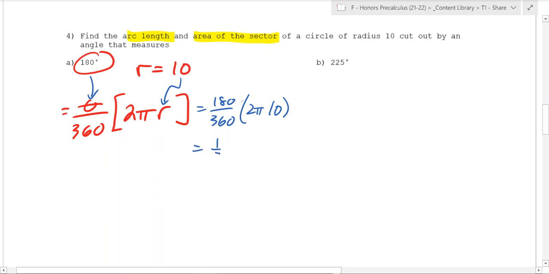So that's equal to 1/2 times 20 pi. So that's equal to 10 pi. And you can put that into your calculator to get a decimal. That's around 31.416. I love 3 decimal places. 3 decimal places is awesome.